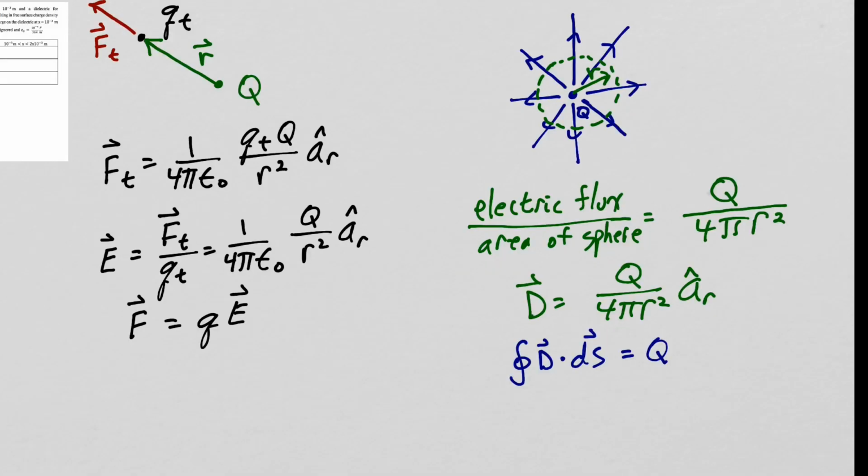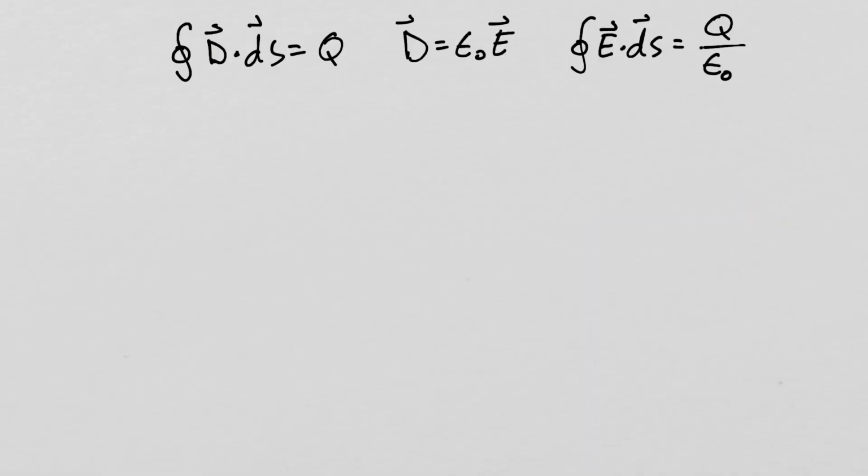If we look at the electric field intensity for this point charge Q and the electric flux density for that point charge Q, we see that the electric flux density field is equal to epsilon sub 0 times the electric field intensity. So if we replace D in Gauss's law with epsilon sub 0 times E, we can get this alternative form for Gauss's law.